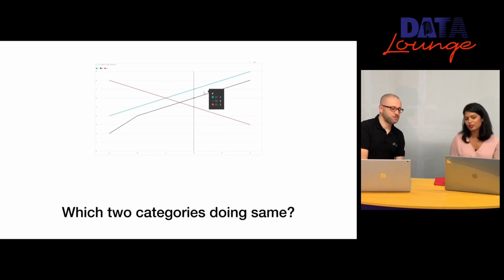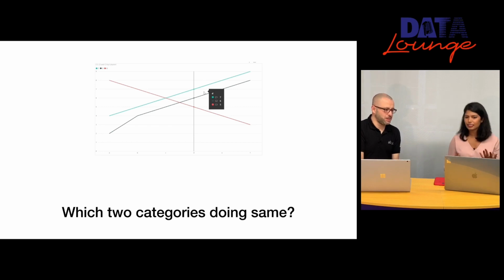When I give you this visual, what do you see? I'm not going to explain much about it. Which two categories are doing the same? That could be one answer. I think the more bluish-greenish one and the black one are going up. Definitely. And the red one is going down.